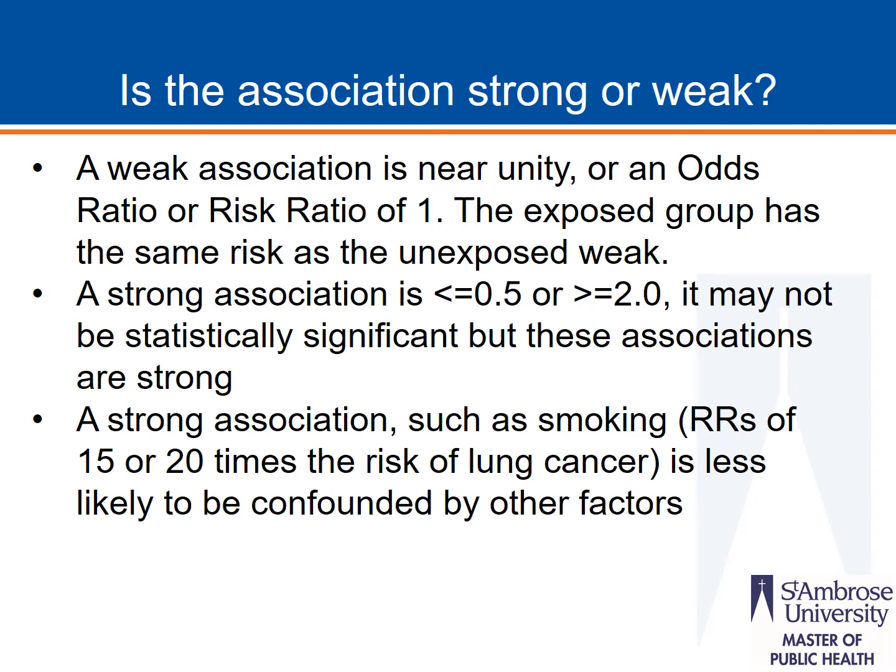It may not be statistically significant, but these associations would be identified as strong. And a strong association, such as smoking, where they have risk ratios of 15 or even 20 times the risk of lung cancer that are related to smoking, is less likely to be confounded by some other factor. So that concept of confounding, I know I've thrown in a new word, is a concept of confusion. Is there some other variable that might bias our results or confuse our results, like socioeconomic status or other behaviors? Well, when you have risk ratios that show a very strong association, that's less likely to happen.